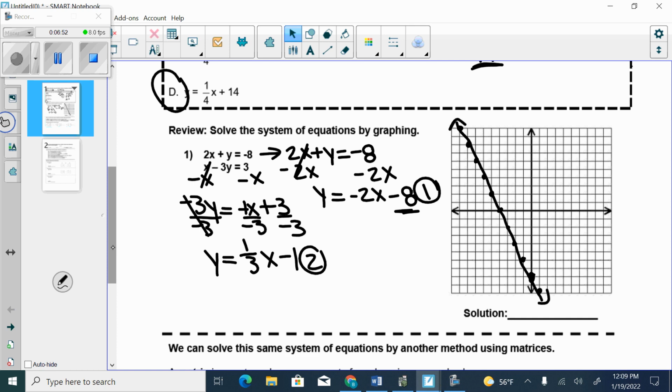Okay, that second one starts at negative 1. So I'm going to put my y-intercept at negative 1. That one's slope is 1/3, so how does that mean we're going to go for our points? Very good.